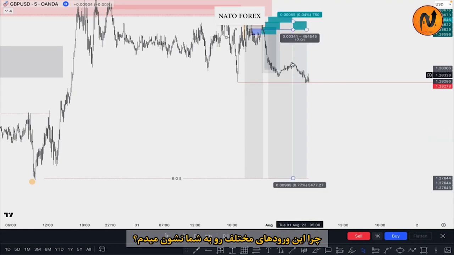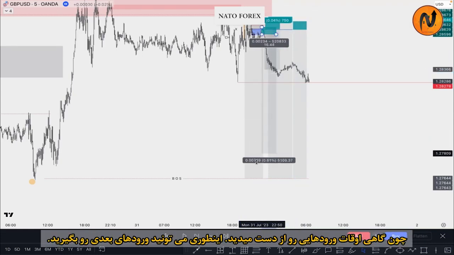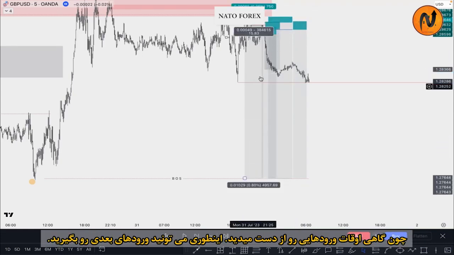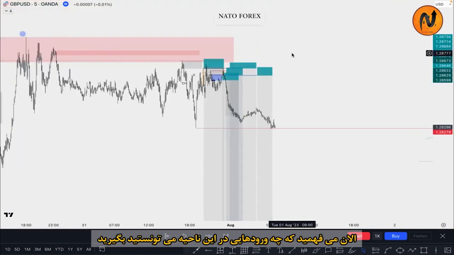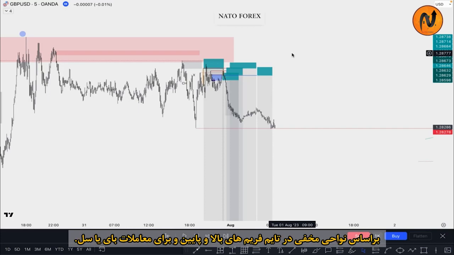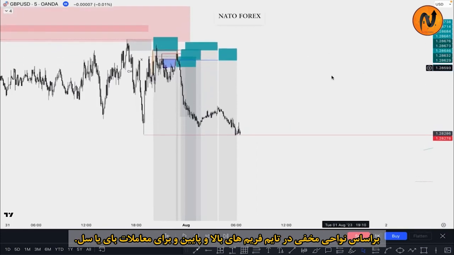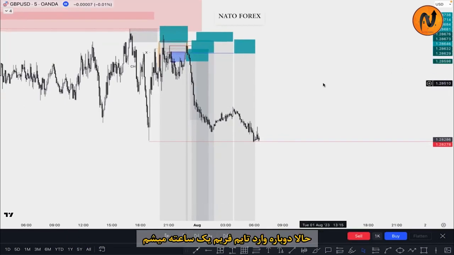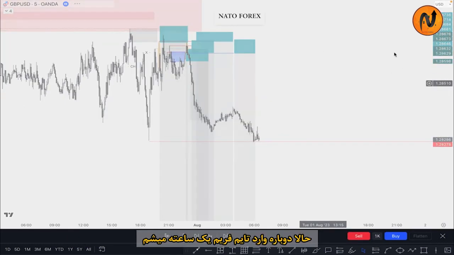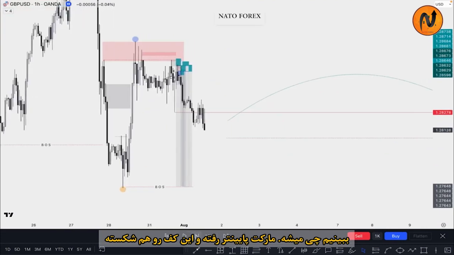Why am I showing so many possible entries? Because sometimes you miss the first entry, second entry, then you can catch the next entry, right? That's why now you can understand how many possible entries there are here based on higher time frame and lower time frame, hidden PUI, hidden order block for the buy and sell. Right now I'm going to switch here again to the 1 hour time frame. Okay, so let's see what is happening here.